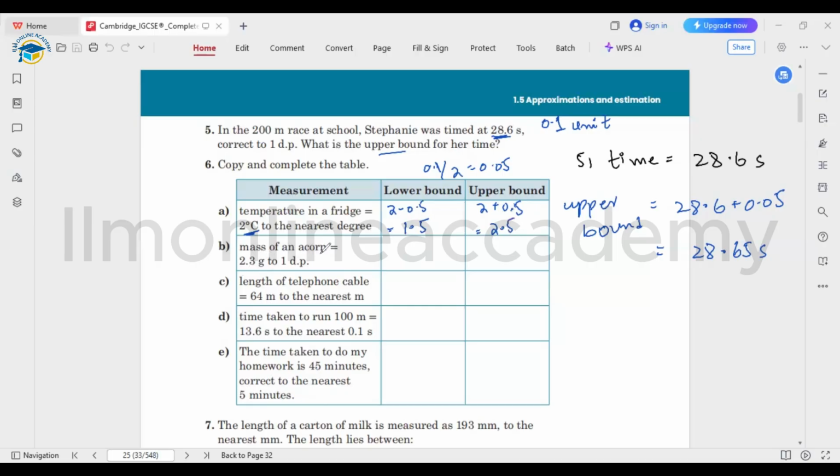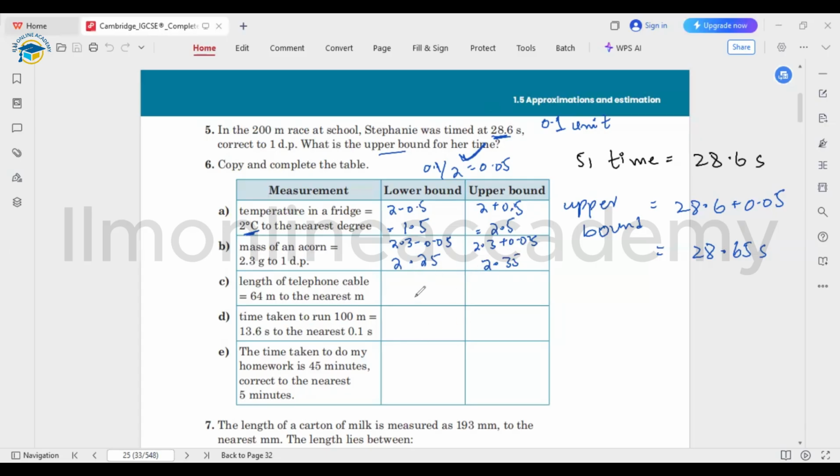Okay, next is the mass of an acorn. That is 2.3 grams up to 1 decimal place. So for 1 decimal place, similarly, this unit we will be using. From 2.3, first we need to subtract 0.05. So that will be 2.25. And next, for finding the upper bound in 2.3, we need to add 0.05, and that is basically 2.35. Okay, so this is up to 1 decimal place.